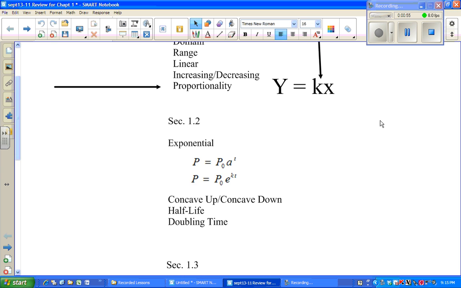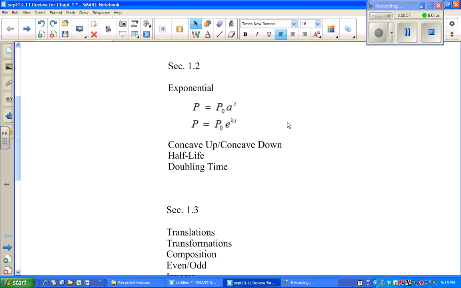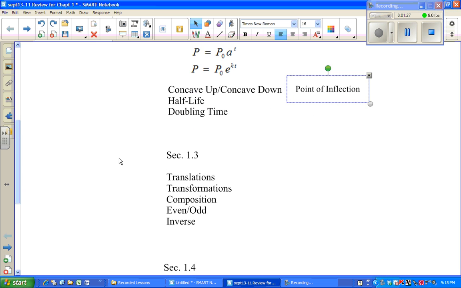As we move on to Section 1.2, we know that a and e to the kt really are two different constant values for the same thing. We also talked about concave up and concave down, and connecting those two items was the point of inflection. So that should be included in your notes for concave up and concave down. Half-life and doubling time, again, elements of growth and decay.